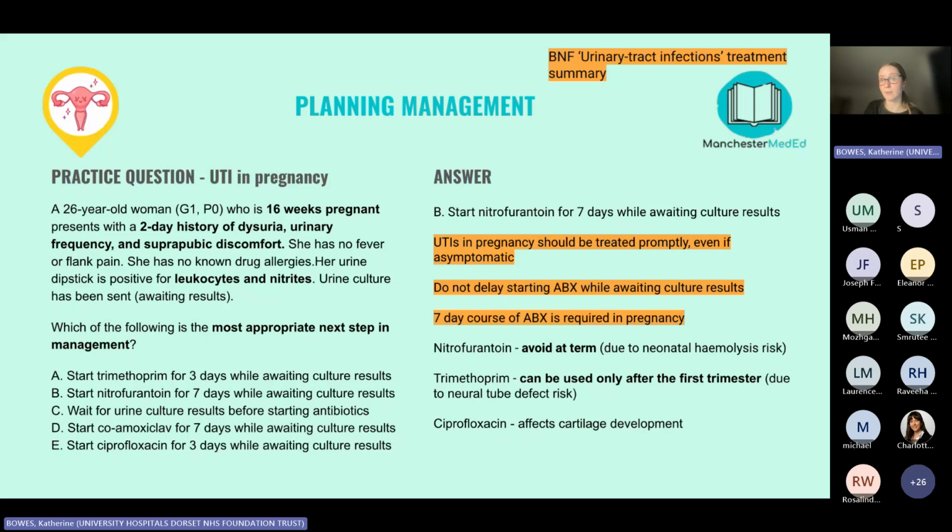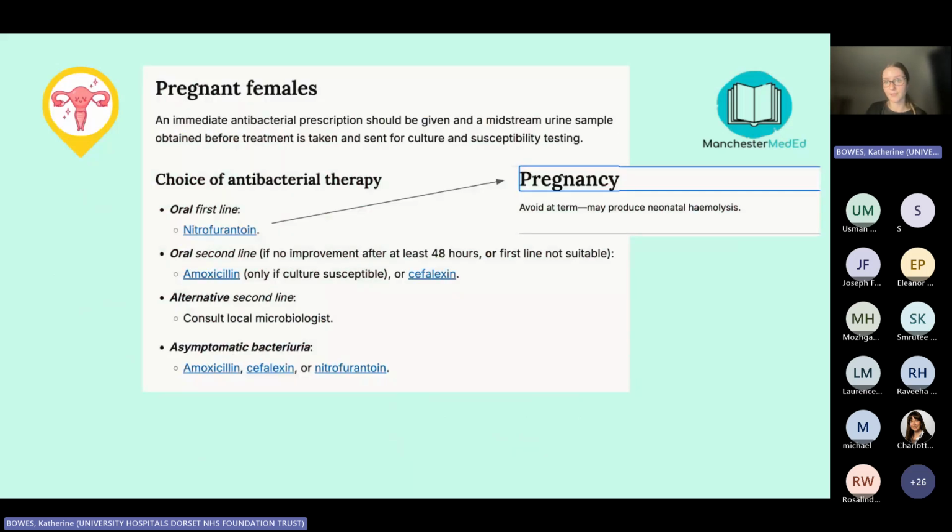And then for this treatment summary, it's the urinary tract infections, and there's a specific section on pregnancy that you should be able to see. It's called Pregnant Females. It looks like this. So first line is nitrofurantoin, but then if you click into the nitrofurantoin page and you go to the pregnancy section, that's where you'll see avoid at term, may produce neonatal hemolysis. So it's always worth checking the pregnancy and breastfeeding sections, even if it's recommended within the treatment summary for the pregnant females. It's just an example that you want to be checking both in the PSA.